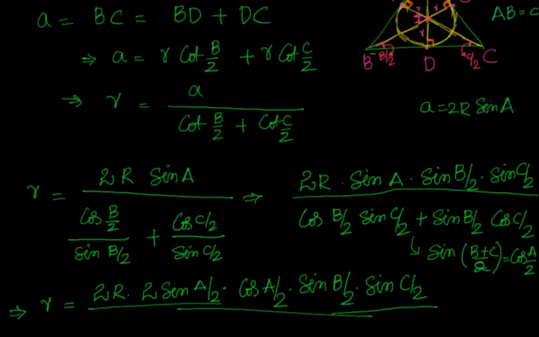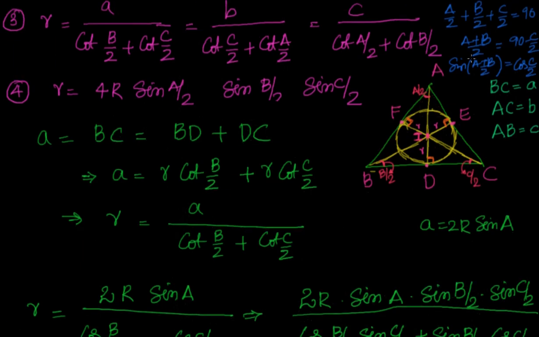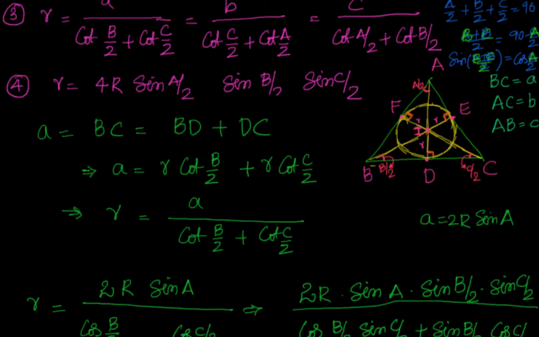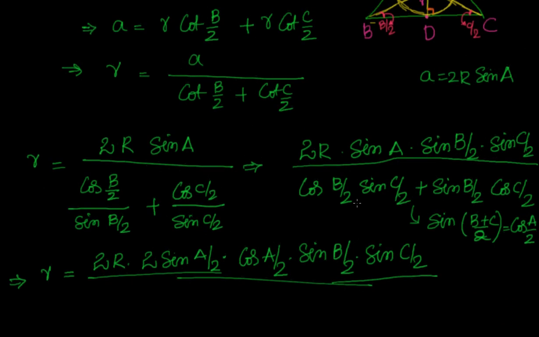Same logic, but here we have B plus C. So this is nothing but B plus C by 2 equal to 90 minus A by 2. Sine of B plus C by 2 is equal to cos of A by 2. So what I can do now is I can convert this sine of B plus C by 2 into cos of A by 2. So I will write it as cos of A by 2. Let's see what happens now.